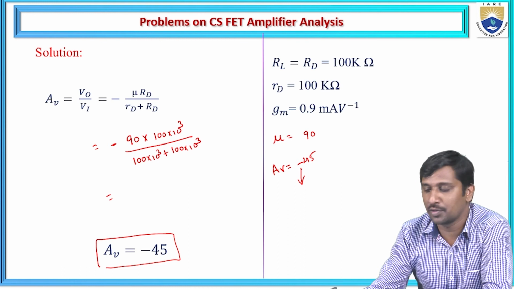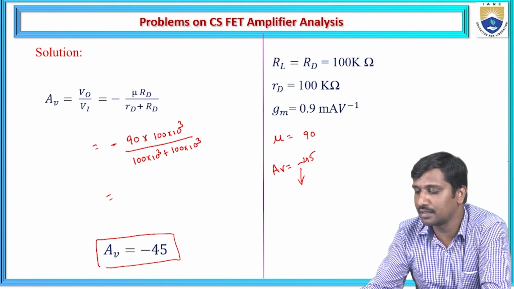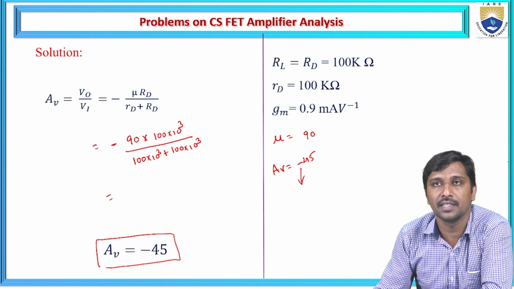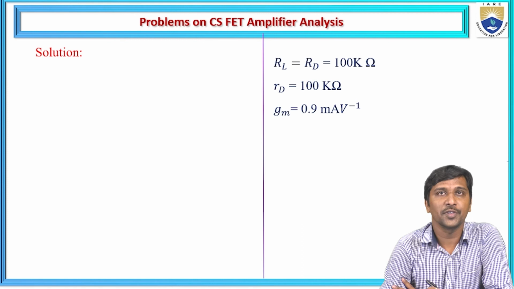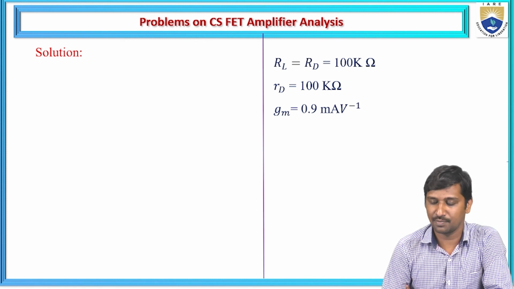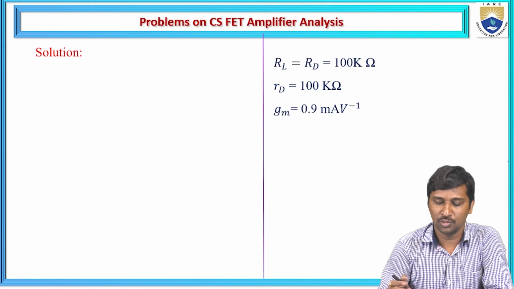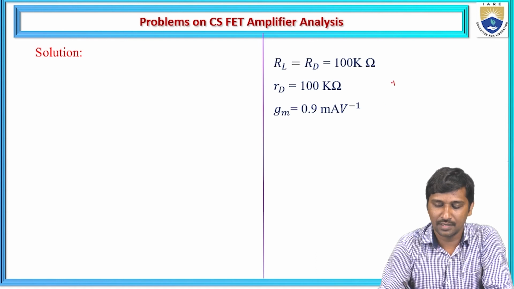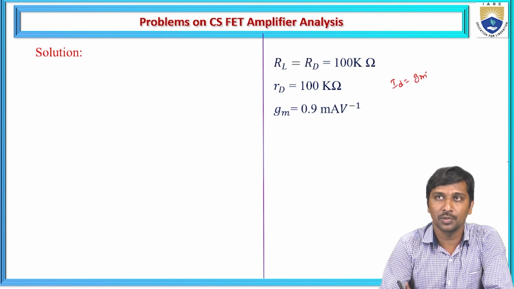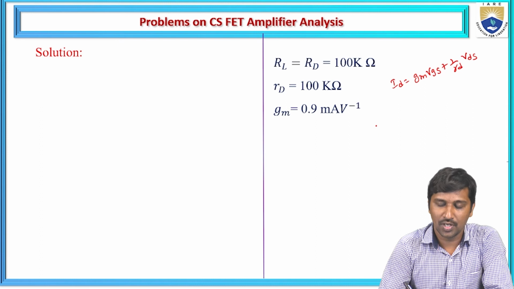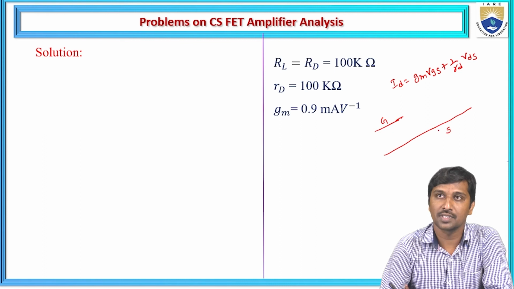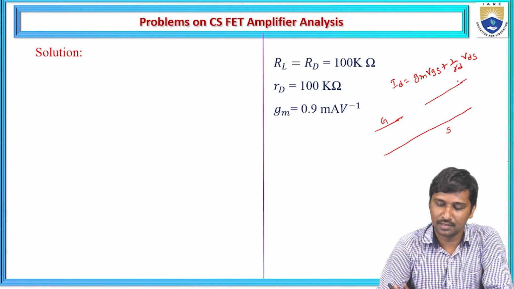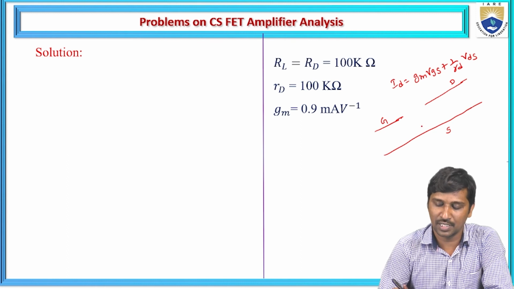Now, in the problem, we are going to evaluate the output impedance of the common source FET amplifier. So now we are going to calculate the output impedance for the given specifications. To determine this output impedance, we need to first redraw the small signal model, based on the drain current expression, ID is equal to Gm into VGS plus 1 by rd into VDS. If you draw the small signal model, we consider that gate is the input side, drain is the output side, and source is common for input and output.